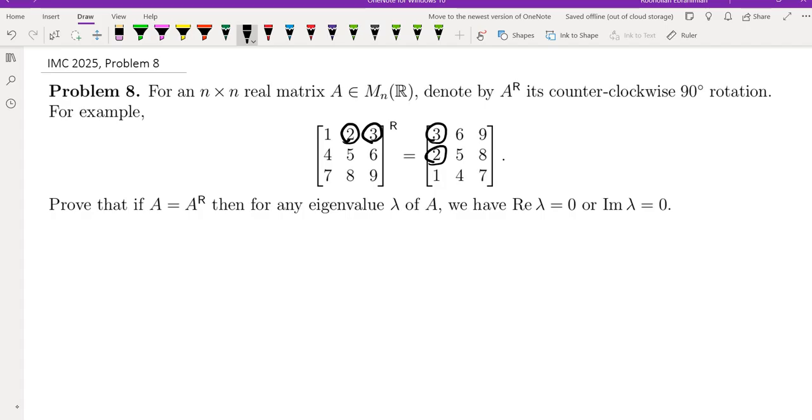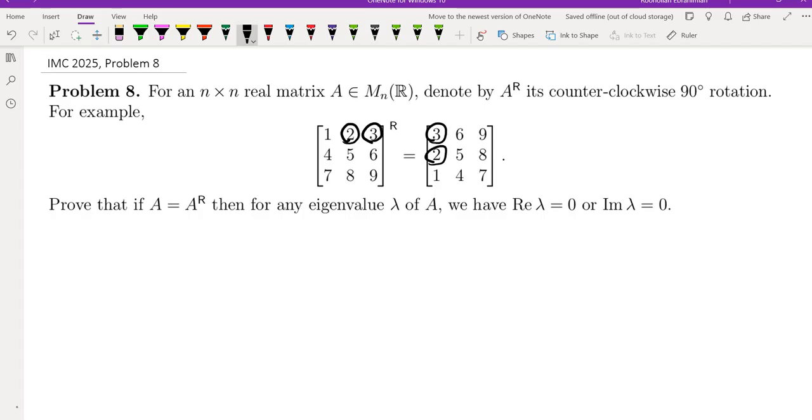Prove that if A is equal to A to the power of R, which is just the notation for this rotation counterclockwise, then for any eigenvalue, either we have real part of lambda equals 0 or imaginary part of lambda equals 0. Okay, so I'm going to show you how I thought about this problem and how I ended up with a solution.